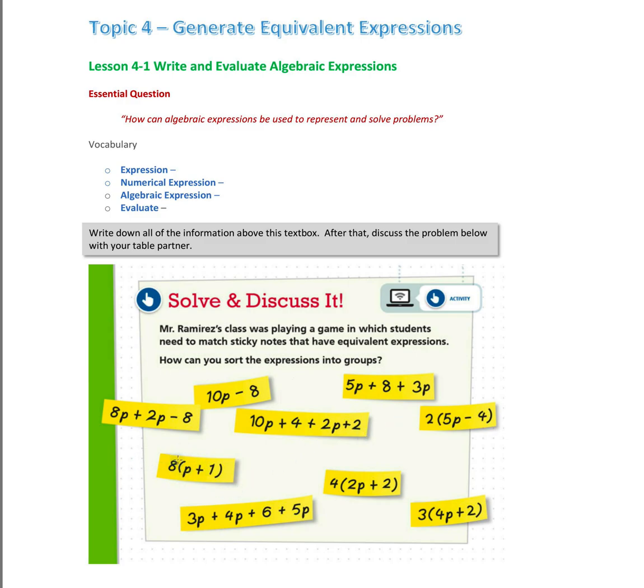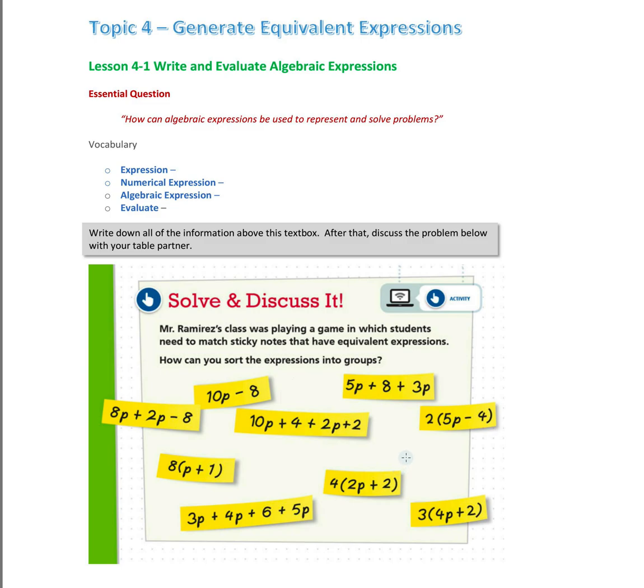Right here, this is 8 times the quantity p plus 1, with p plus 1 in parentheses. So we have 8 of these. If I had 8 of these p plus 1s, I'm going to have 8 p's, and I'm also going to have 8 1s. And 8 p's is 8p, and then 8 1s would equal 8. So that would be the same thing here. And there's actually another one along the way. So in class, we'll sort these all out and get all the equivalent ones in one group and go on from there.